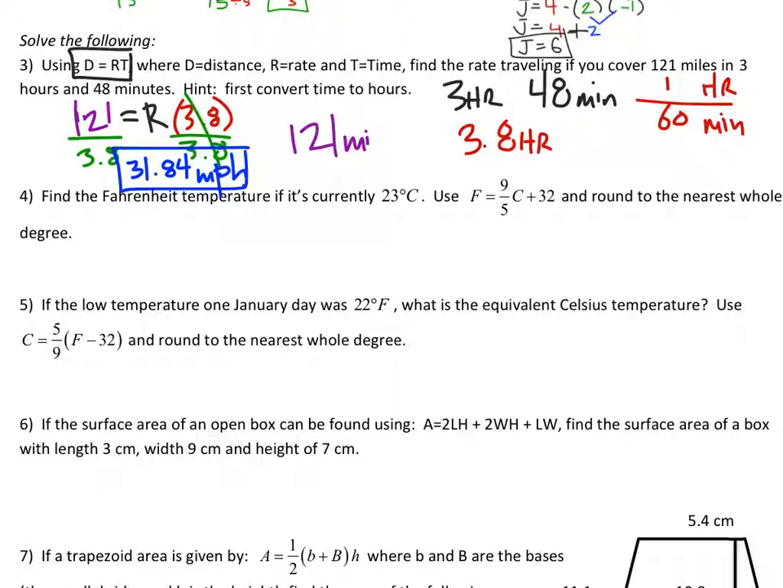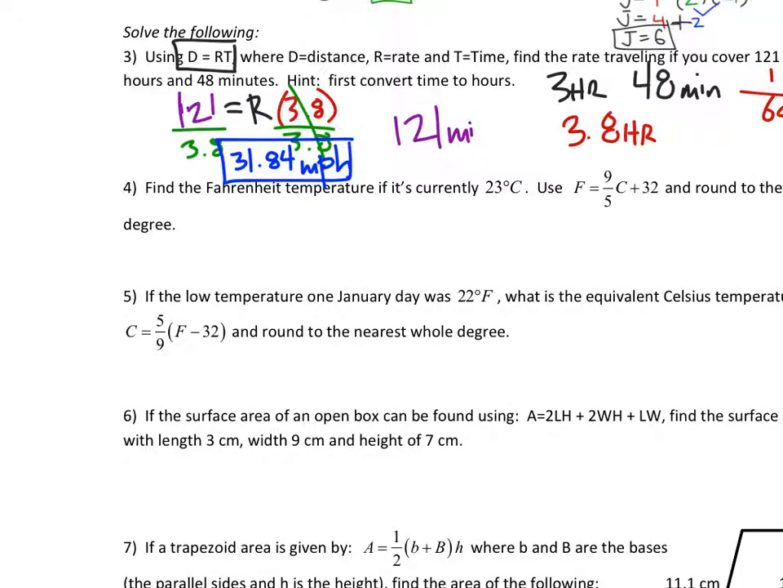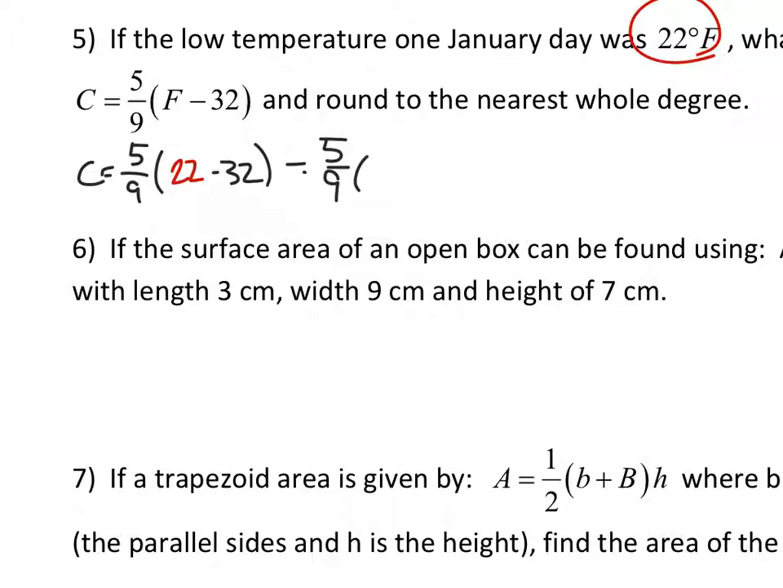But I'm going to start with number 5 on this one. So we get a January day at 22 degrees Fahrenheit, and we're asked: what is the equivalent Celsius temperature? And they gave us this formula. That may be easier to see. So we'll figure out the Celsius temperature from this. And I'm just going to rewrite this equation. And right there, they gave us the temperature in Fahrenheit, which was 22. So I'm just replacing the Fahrenheit temperature with 22. And continuing to evaluate this, we got 5/9. 22 minus 32 would be negative 10.